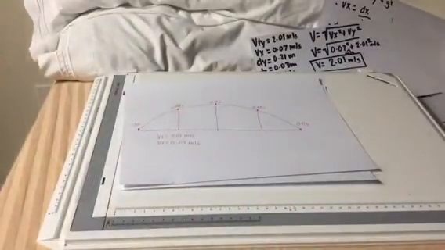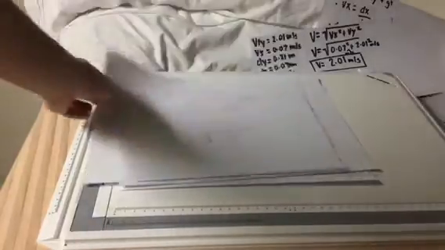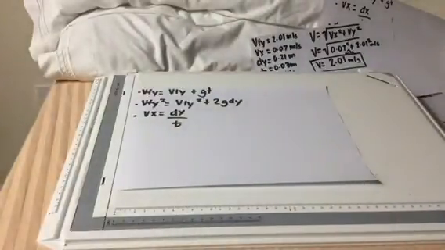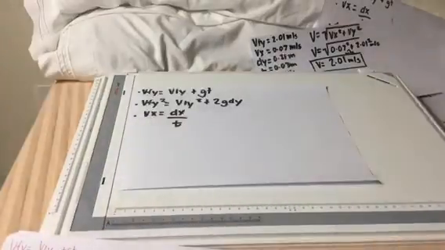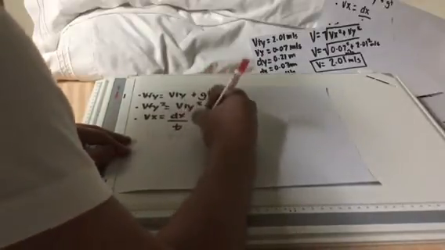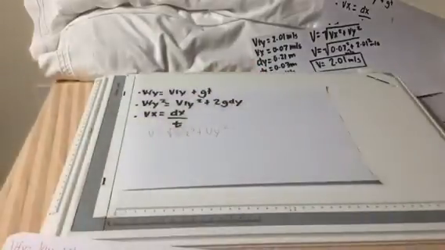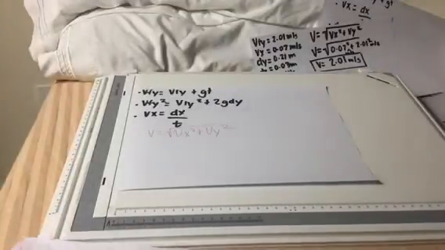So let's do the initial position first. Down here are the formulas we're going to use. VFY equals VIY plus gt, VFY squared equals VIY squared plus 2g dy, and Vx equals dx over t. Wait a minute, I forgot to add something. There's one more formula we're going to have to use, which is V equals the square root of Vx squared plus Vy squared. Okay, just add that formula right in. Now let's get started, shall we?